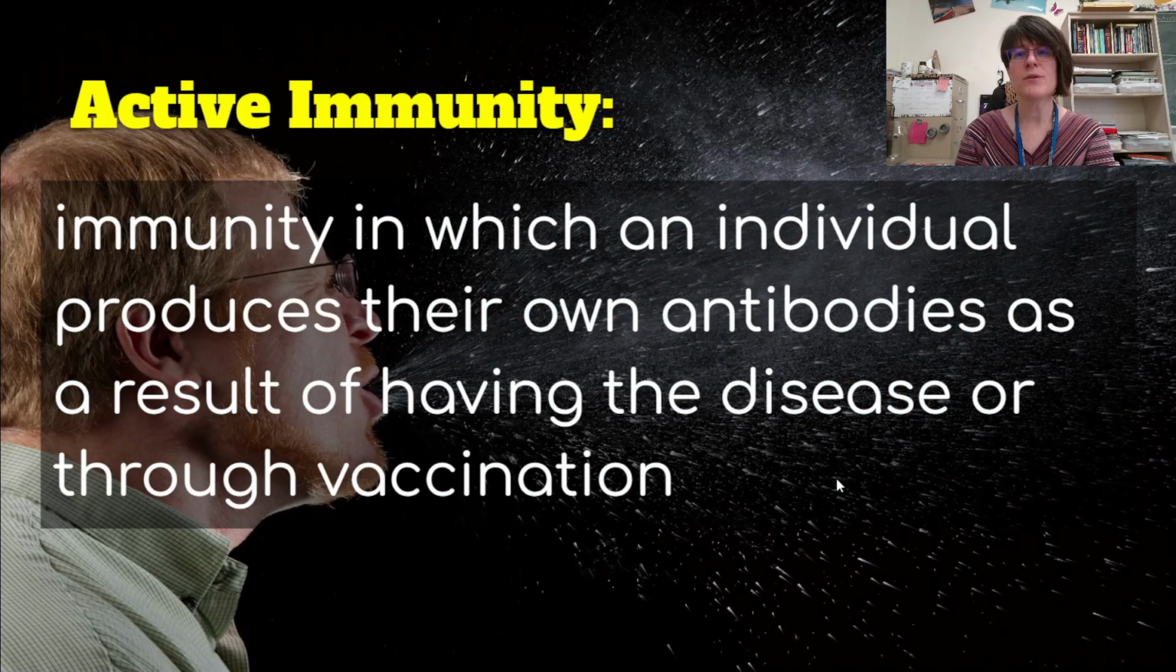Active immunity. There are also some types of immunity that are active immunity. This is immunity in which an individual produces their own antibodies as a result of having the disease or through vaccination. So with active immunity, you actively produce antibodies. So active antibodies for active immunity.